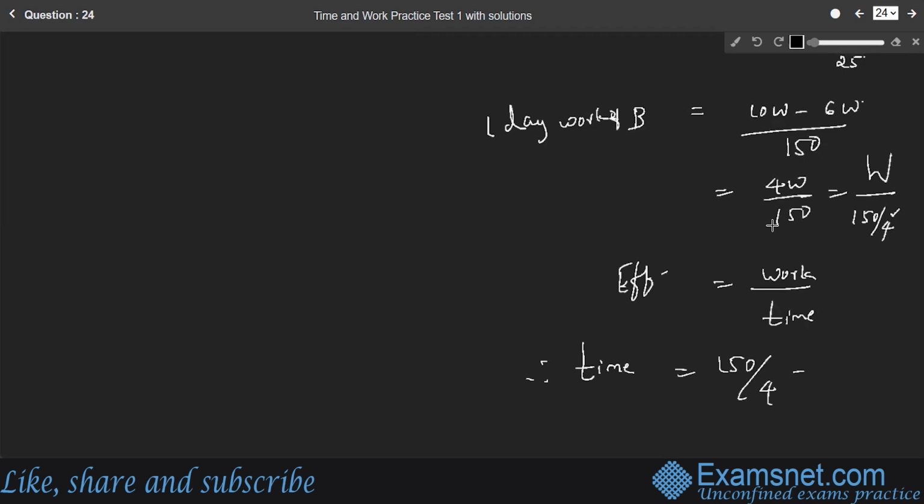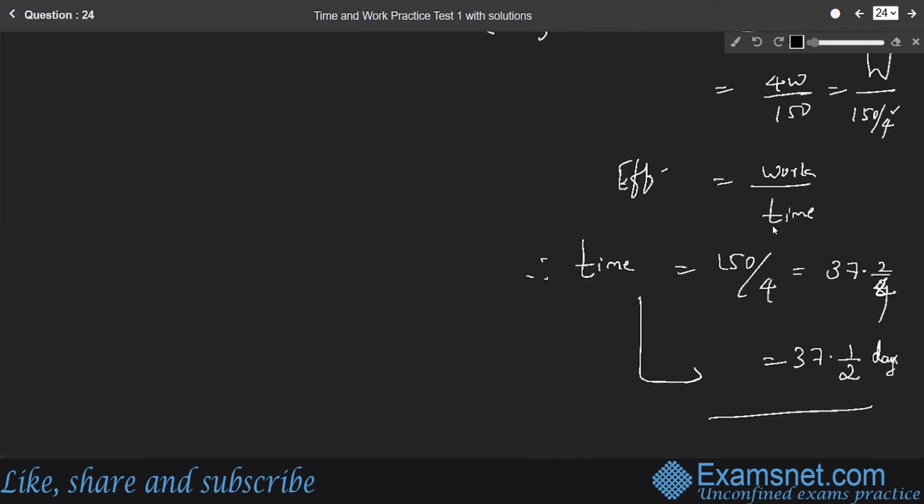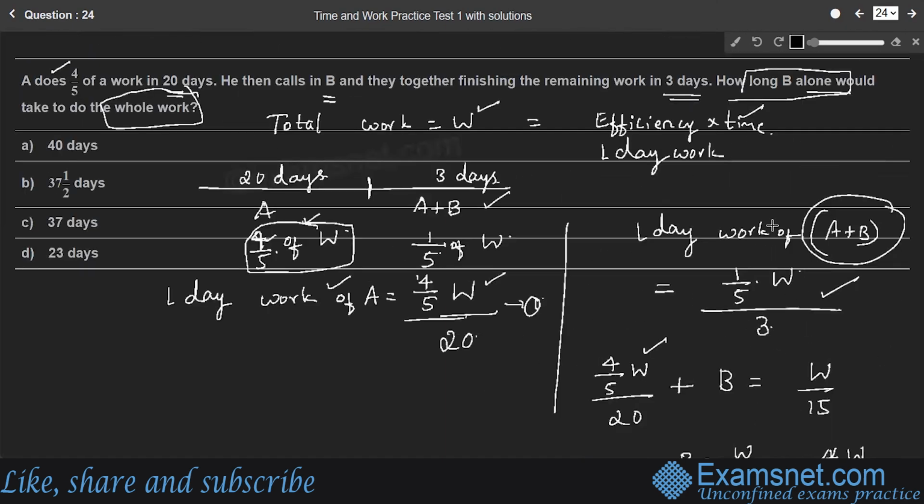150 by 4, in the sense 4 into 37 is 148, so it is 37 integer 2 by 4 days, or 37 integer 1 by 2 days. 37.5 days B will be taking, alone, to complete the whole work. Therefore, option B is the right answer.